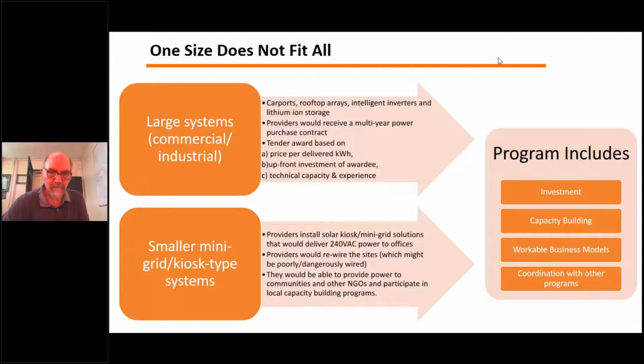One size does not fit all. Large systems will be very different than the smaller systems. I find that many of the offices need a very small system, like a 5 kilowatt system. The big companies are interested in the large system, but quite often an NGO office just needs a 5 kilowatt solar system. And so depending on whether it's a large or smaller system, there's different investment, capacity building, business model, and coordination needs.